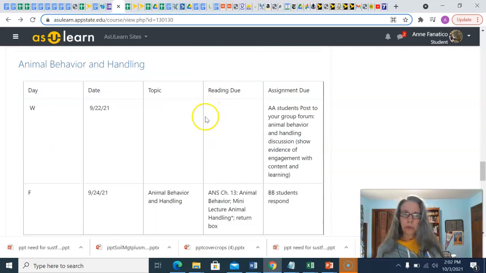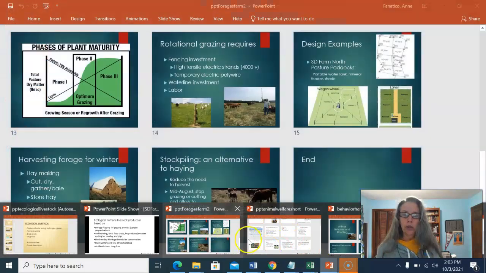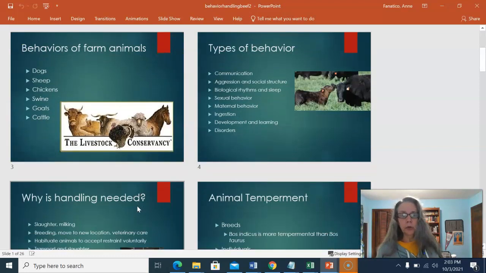We moved into animal behavior and handling, and you did have a choice of reading, watching the mini lecture or watching the Temple Grandin video. But you did have to read chapter 13 in the textbook on animal behavior, and you had to become familiar with understanding why we look at animal behavior, because it can really increase welfare of animals if we design our systems so that it fits animal behavior.